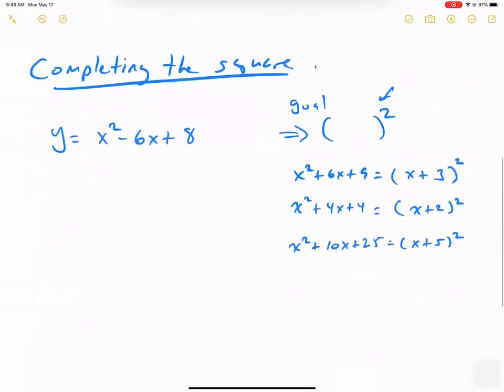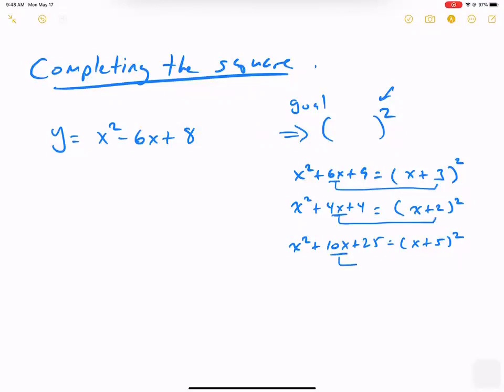Now, this is going to be a story of borrowing some money. So here we go. We're going to take x squared minus 6x plus 8, and we're going to force it into a mold. We're going to use our math skills and force it to be a square. So let me show you how we do that. To get a square, here is a trick. Look at the middle term.